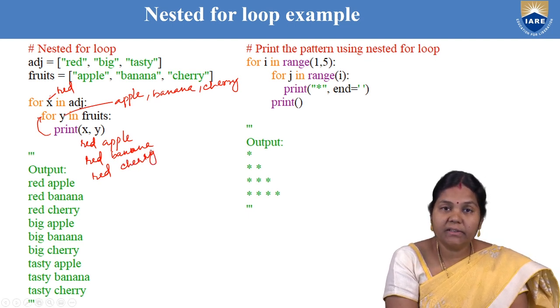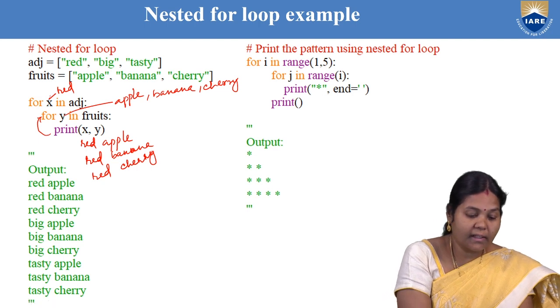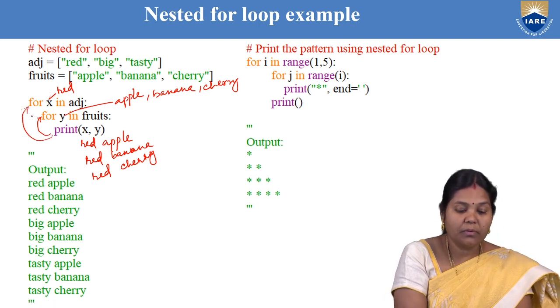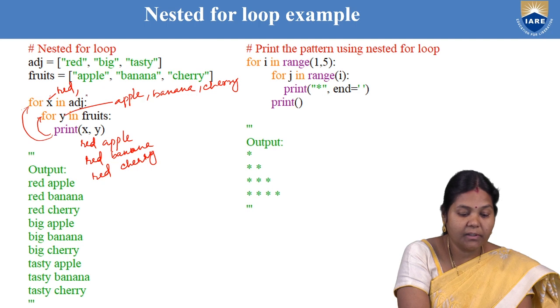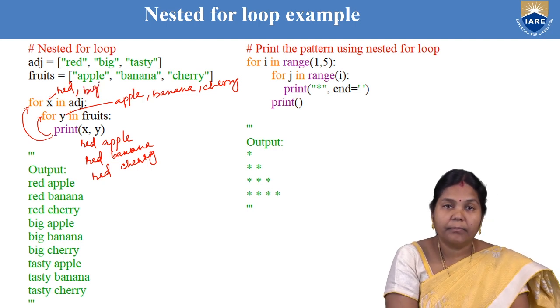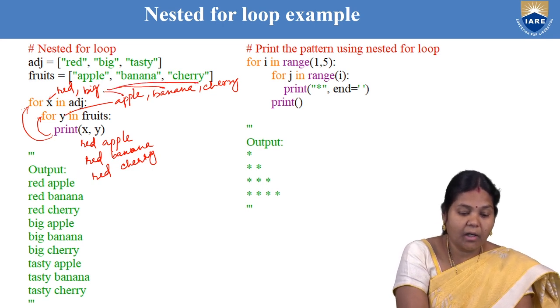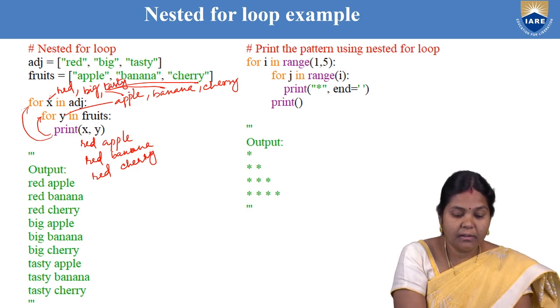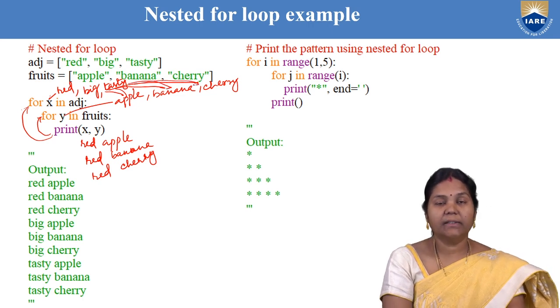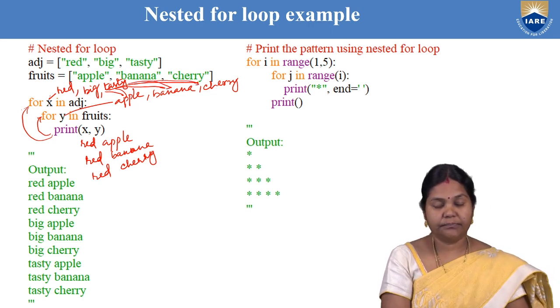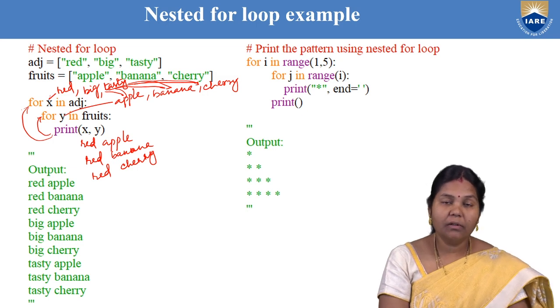So once the execution of the inner loop is over, then again it goes to the outer loop. The second time, the value of x will be changed to big. Then again the inner loop continues for big apple, big banana and big cherry. The third time, the outer loop x value will be tasty. So again it will run for tasty apple, tasty banana and tasty cherry. So like that the for loop works in Python. This is called usage of nested loop for the list.